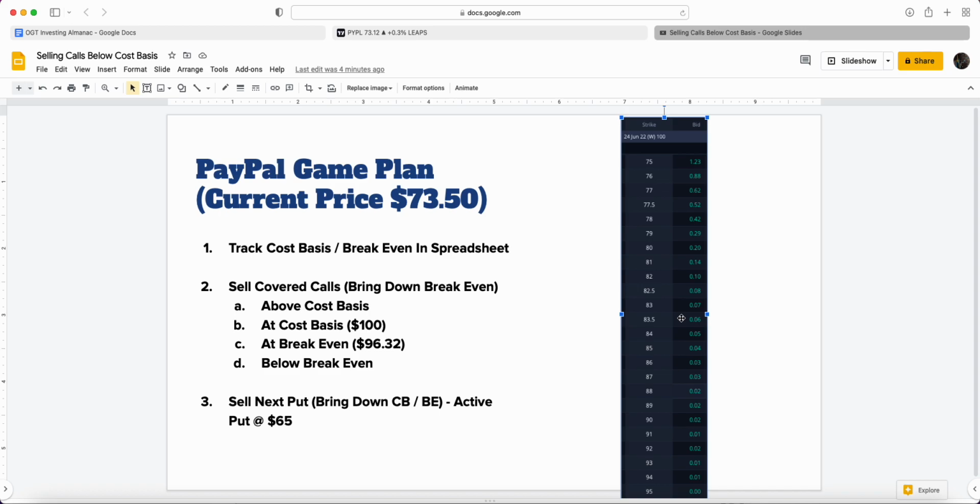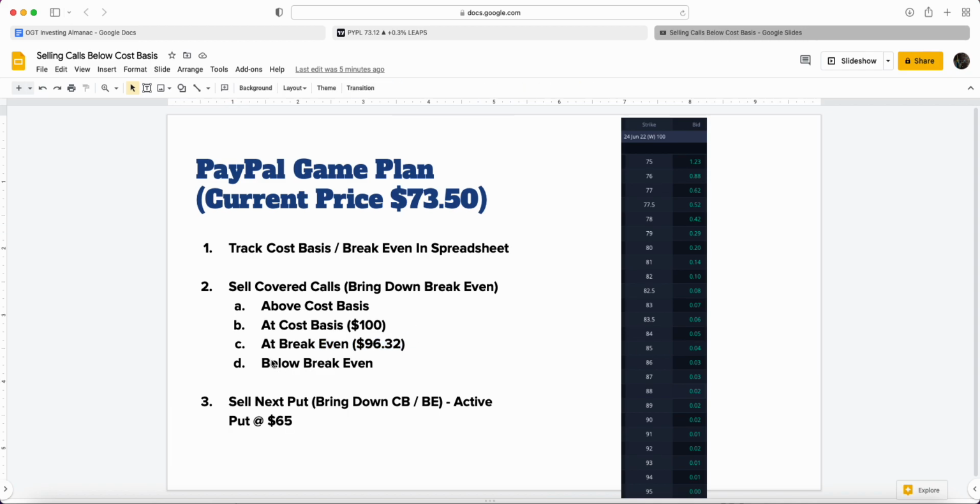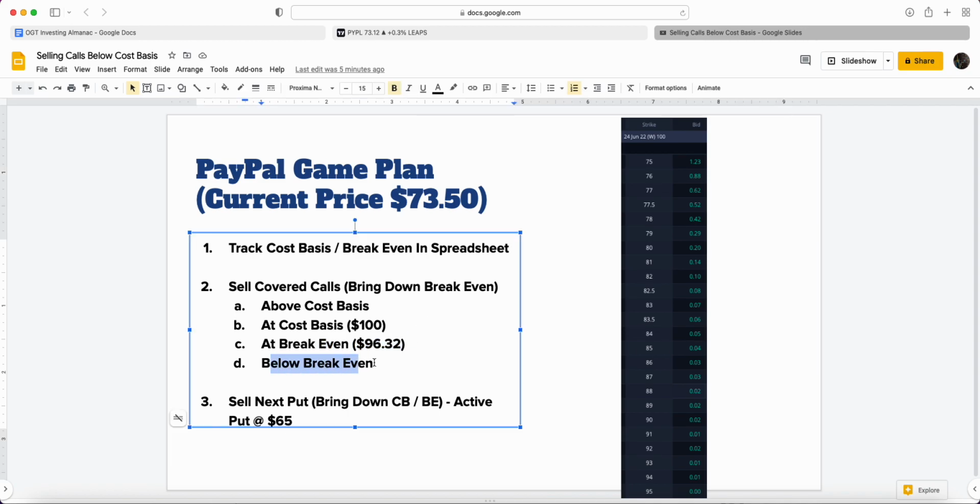But just to prove my point here, you can see selling above 100, I've not even got above 95, and you can see there's no premium for 4 days out above $94. So I can't sell above my cost basis. I can't sell covered calls at my cost basis. I can't even sell at break even, because this option chain doesn't go up to 96 in the screenshot I've taken, and you can see 95 is zero. Apologies. So we have to sell below our break even.